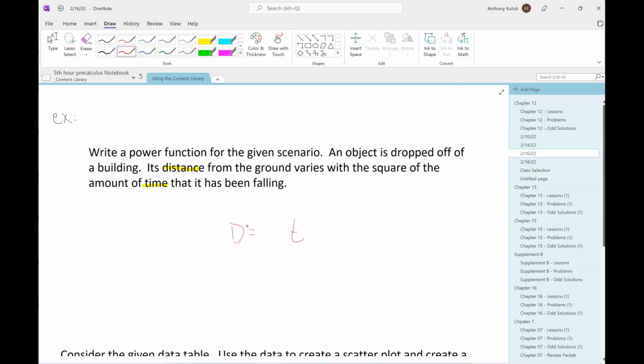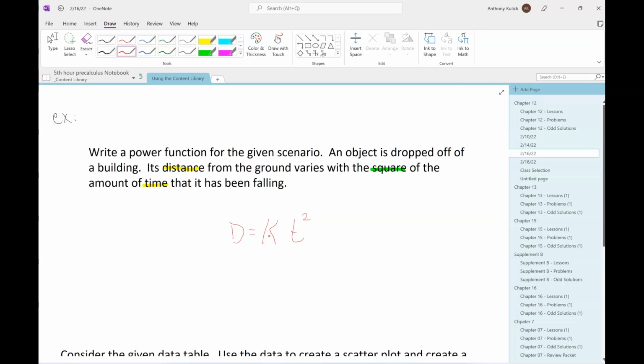What else do you notice in here? Okay, the power is 2 because we have the square of the amount of time. Okay, and are we given a specific about what the constant of variation is here? So what should we write? Just call it K or A or B or something. Just give it a name.